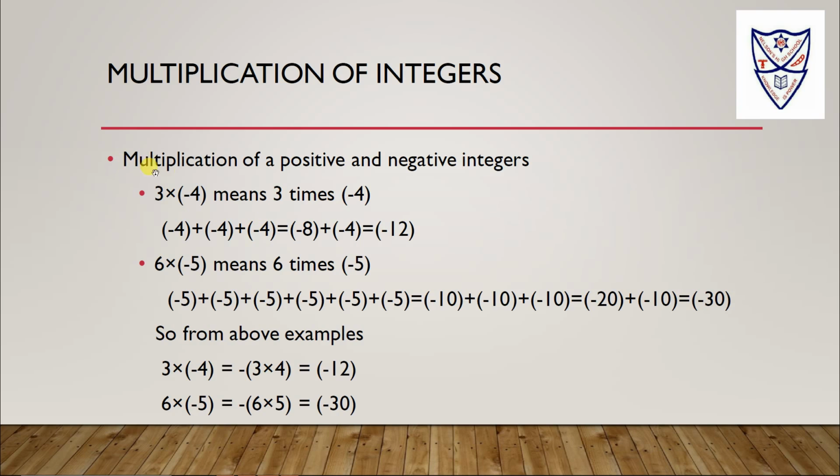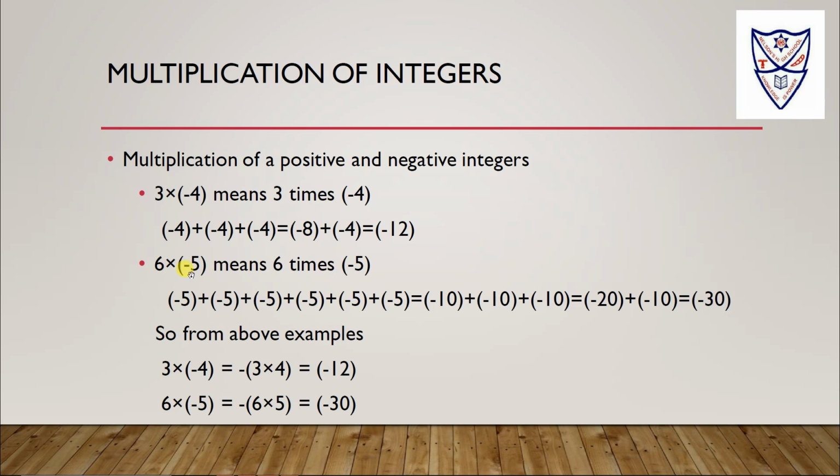Next, multiplication of a positive and a negative integer. Here one example, 3 multiplied by minus 4, which means 3 times minus 4. 3 times minus 4 means minus 4 is added 3 times. Minus 4 plus minus 4 plus minus 4, which is equal to minus 8 plus minus 4, which is equal to minus 12.